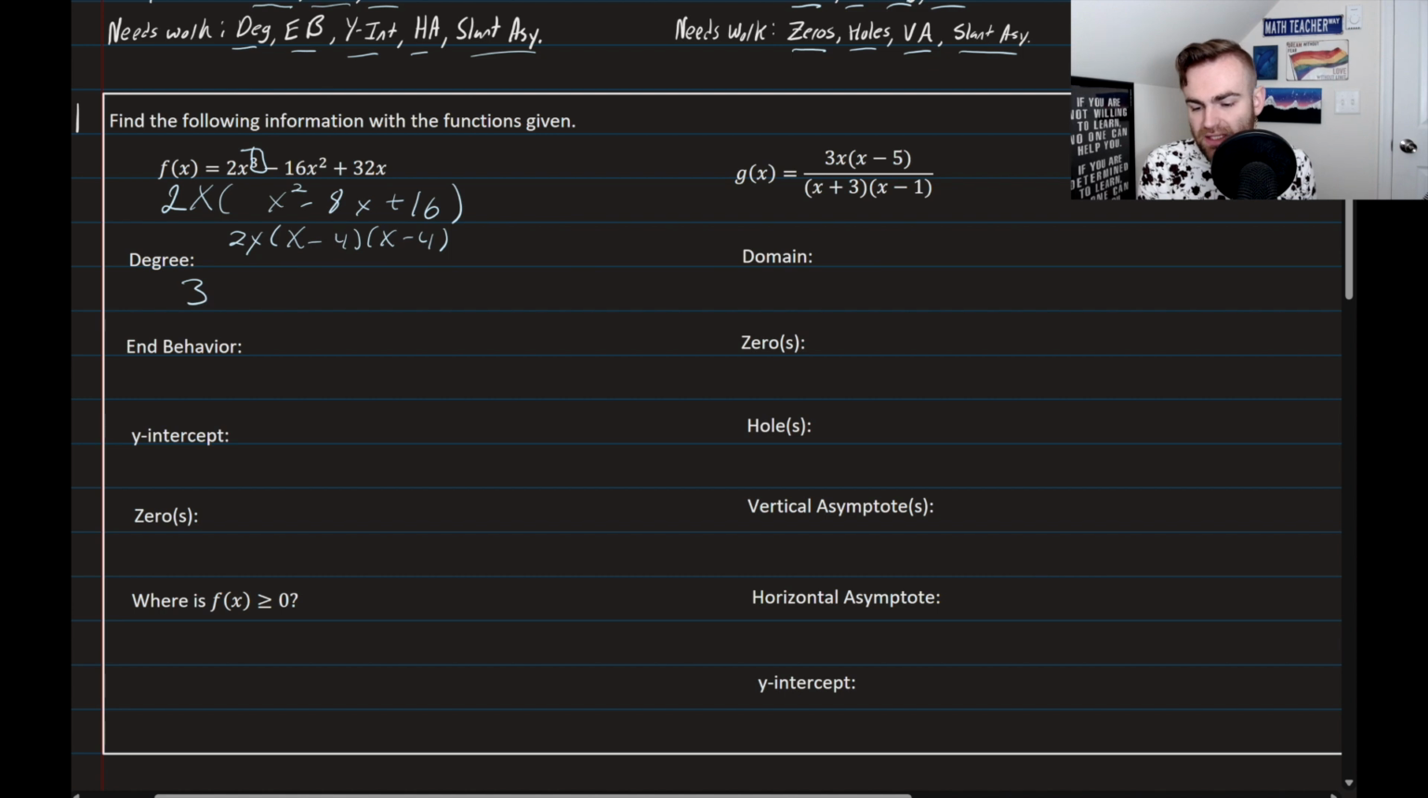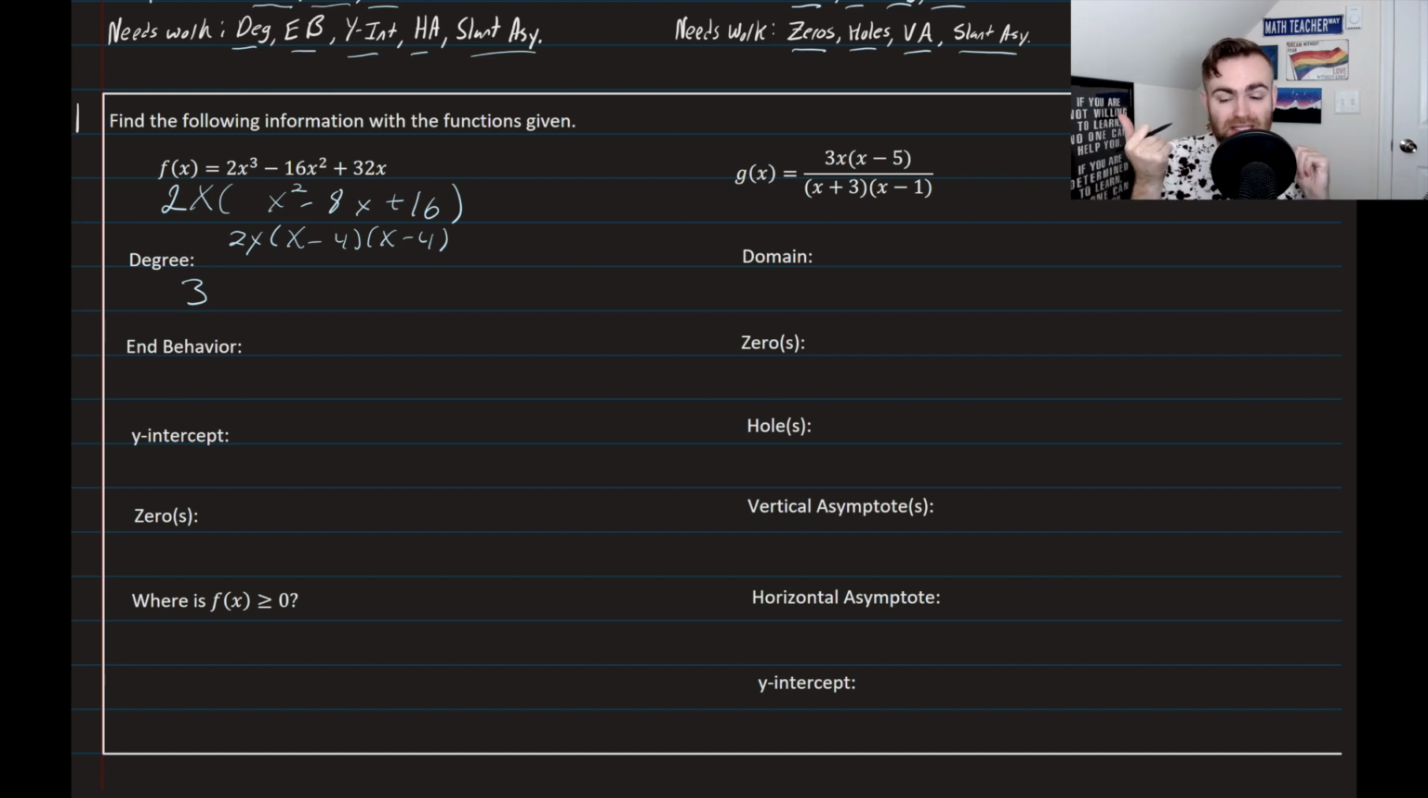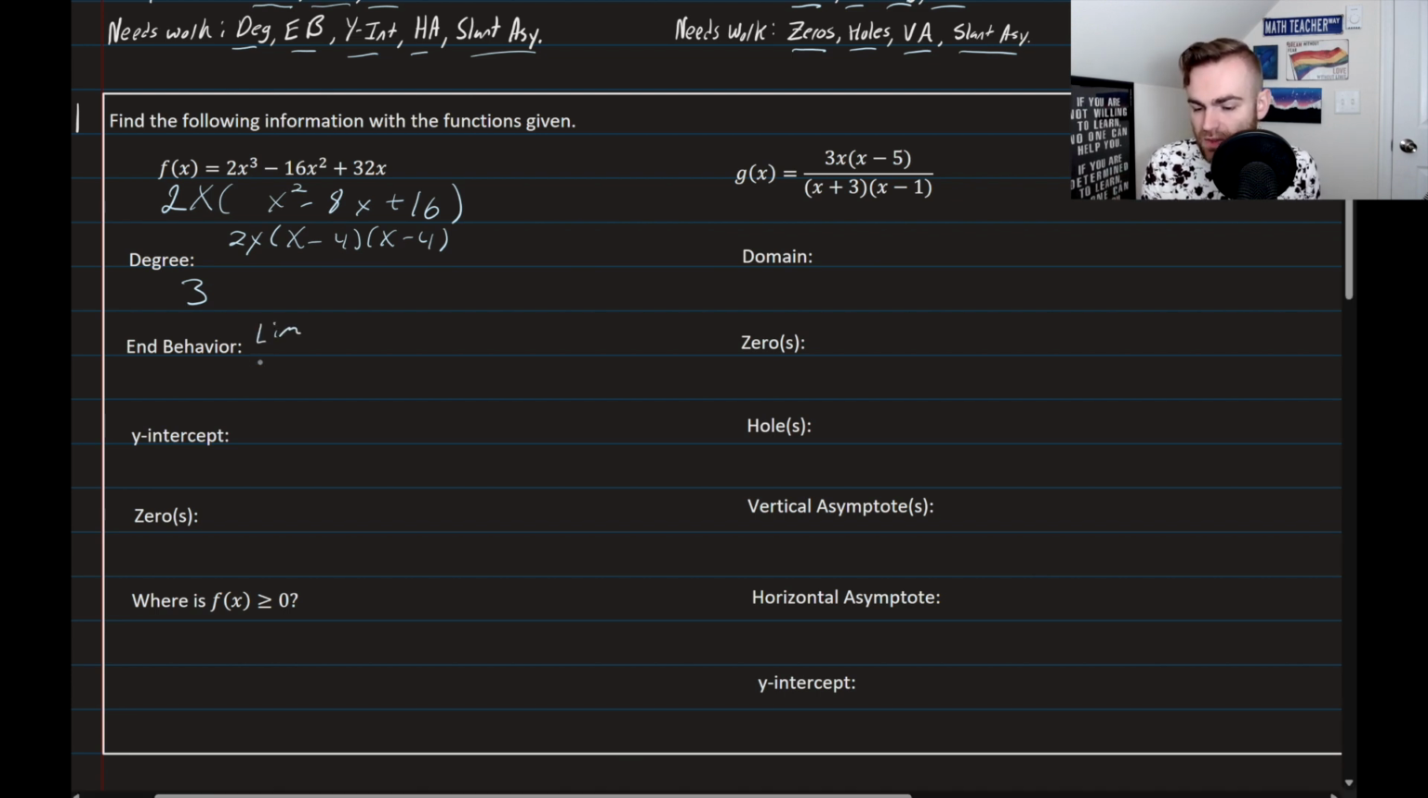It is 3. Its end behavior, remember, for polynomials, we look at the leading coefficient and the degree to figure out what's going on here. I know that it's odd, so the ends are going in opposite directions, and the leading coefficient is positive, so the right is going up, so the left must be going down. We need to write this in limit notation. So the limit as x approaches negative infinity of f of x is equal to negative infinity. The limit as x approaches infinity of f of x is positive infinity.